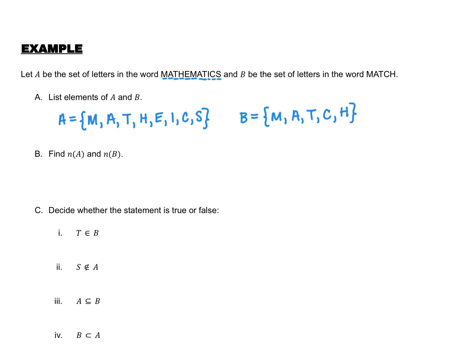For part B, it says find the number of elements in set A. So the number of elements in set A, you would count up the list of the types of letters. That would be 1, 2, 3, 4, 5, 6, 7, 8. So the number of elements in set A is 8. The number of elements in set B is 1, 2, 3, 4, 5.